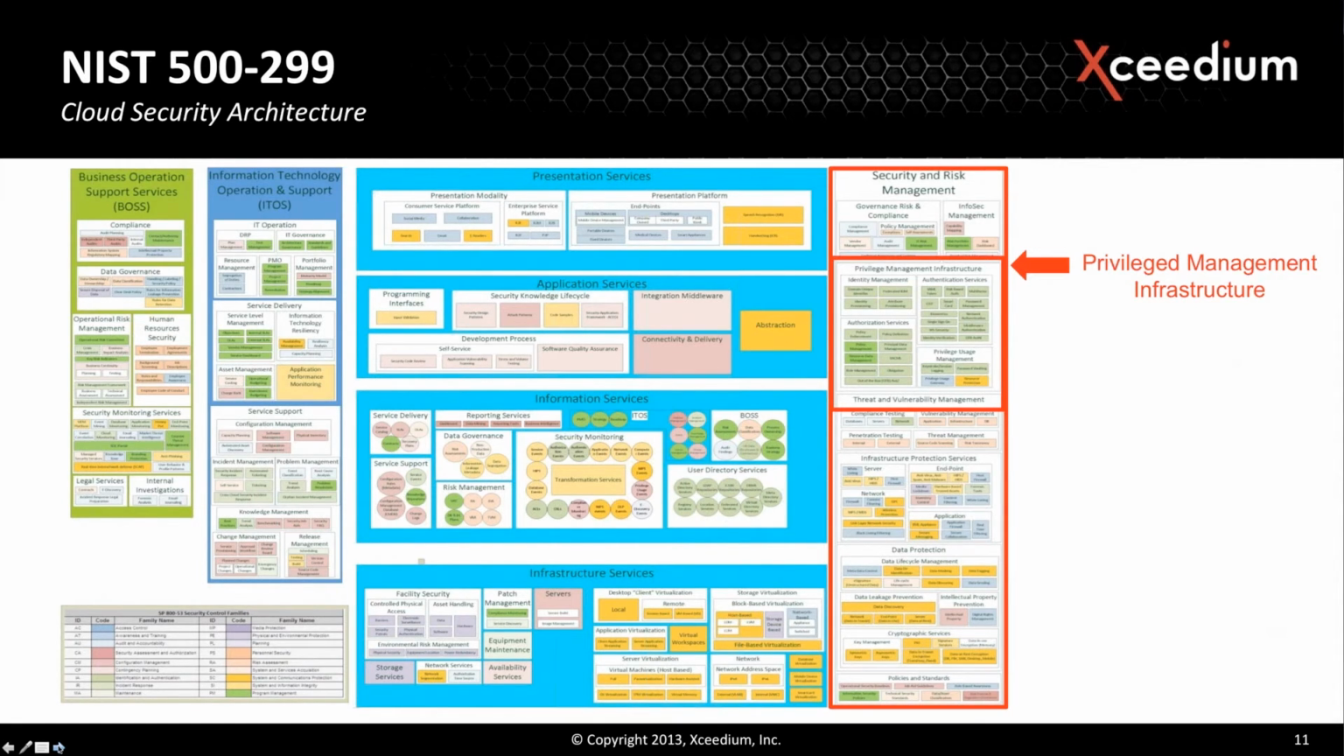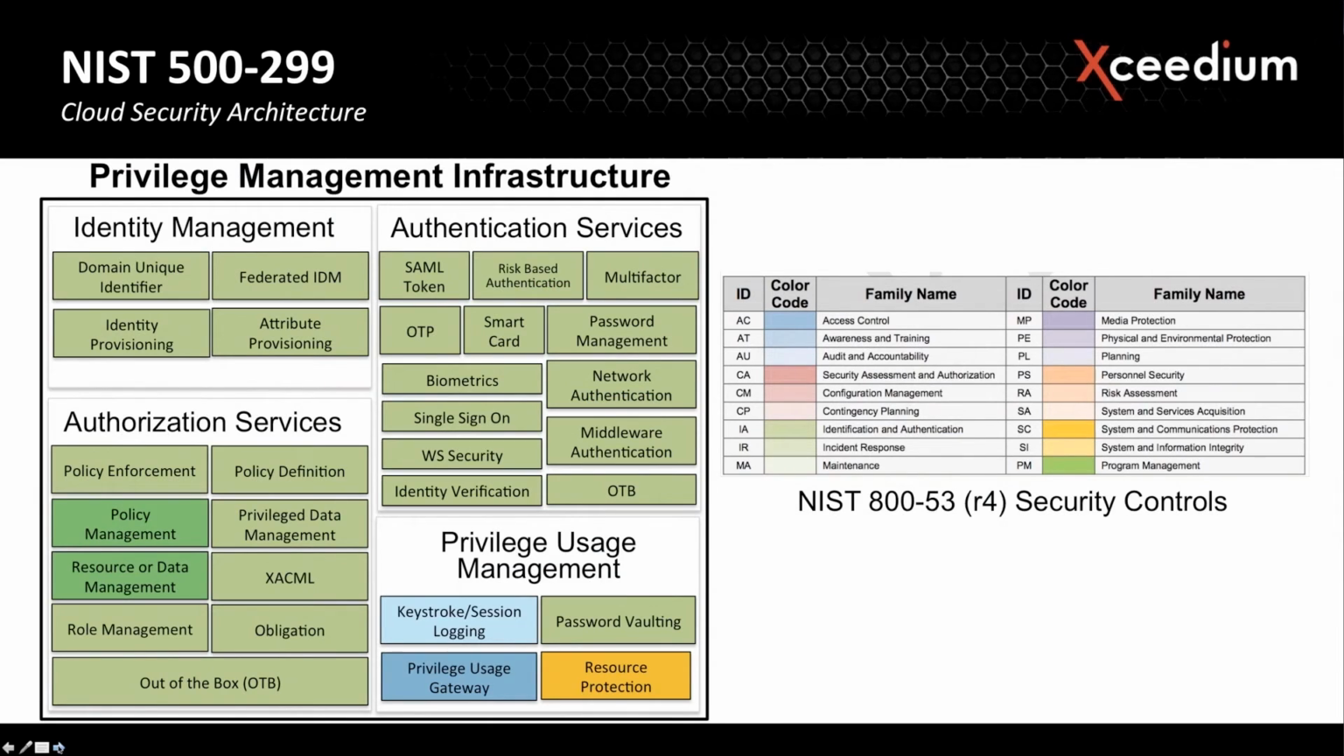But just to call out some of the things that are in this privileged management infrastructure section of their cloud security architecture. It talks about all the different kinds of things you need to be thinking about, from identity management, authentication, the privilege usage management, and it's quite a good list of capabilities.